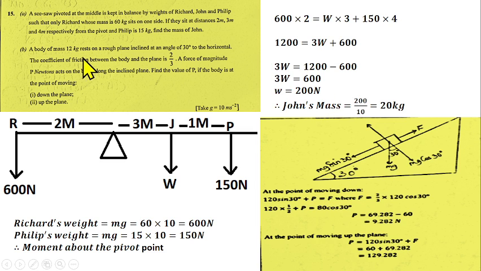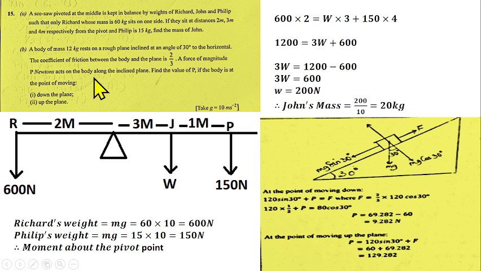Now, question number 15b is from force on an inclined plane. We are given that a body of mass 12 kilograms rests on a rough plane inclined at an angle of 30 degrees to the horizontal. I hope you understand that. The coefficient of friction between the body and the plane is 2/3.